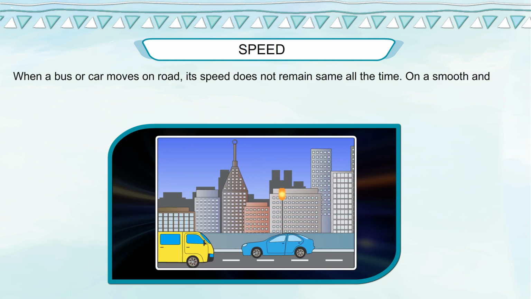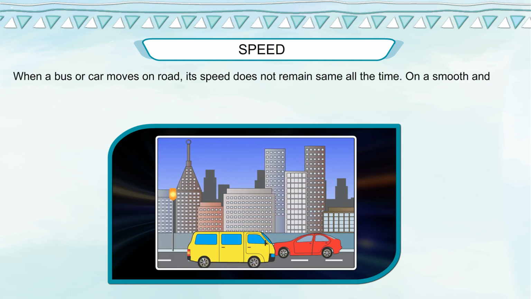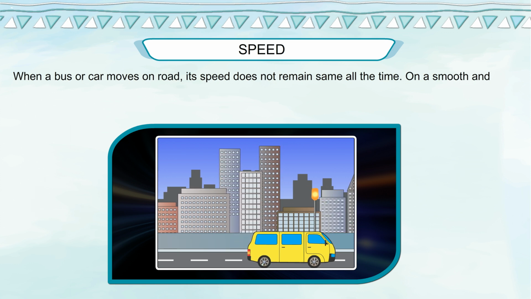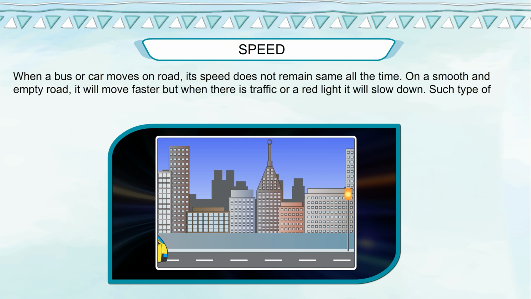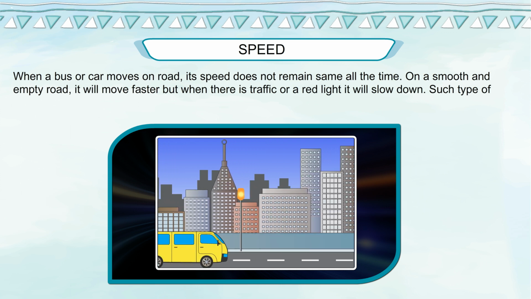When a bus or car moves on road, its speed does not remain same all the time. On a smooth and empty road, it will move faster, but when there is traffic or a red light, it will slow down.